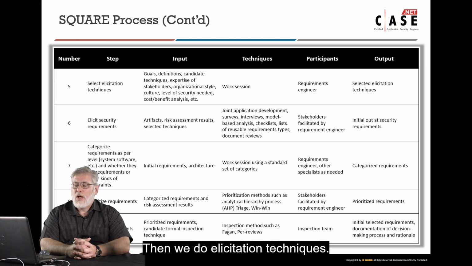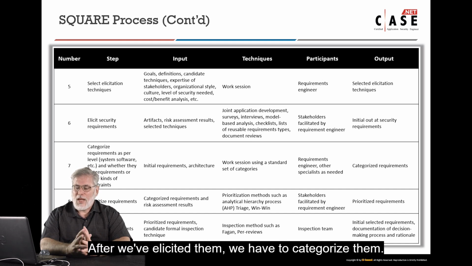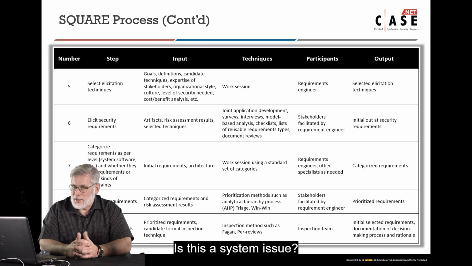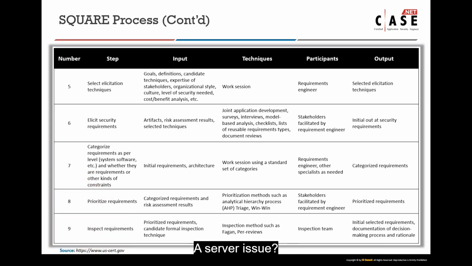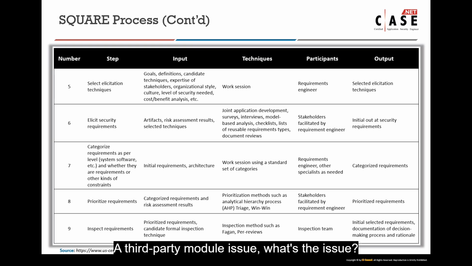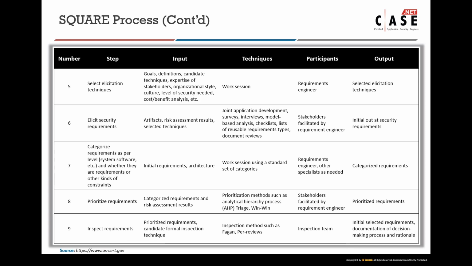Then we do elicitation techniques. We use everything we have so far, and we get with the stakeholders and we elicit security requirements. After we've elicited them, we have to categorize them. Is this a system issue, a server issue, a software issue, a third-party module issue? What's the issue? Then we prioritize them. What are most important? We'd like to treat all security requirements as top priority, but that's just not realistic.